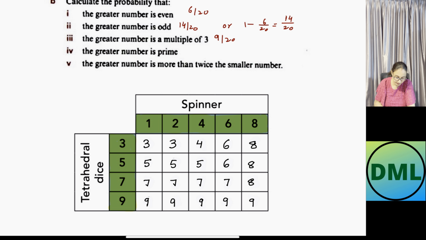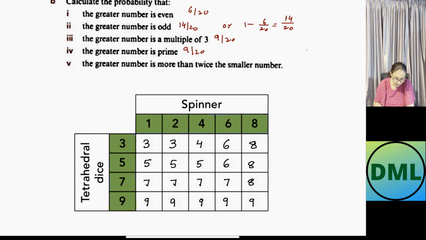Let's see the next question here. The greater number is a prime number. What are prime numbers? Till 9 we have to see the prime numbers. Prime numbers are 2, 3, 5 and 7. Those are my prime numbers. Let's consider all the prime numbers here: 1, 2, 3, 4, 5, 6, 7, 8, 9. My favorable outcomes are 9 and the total number of outcomes are 20. So I'll write down my probability as 9 by 20.